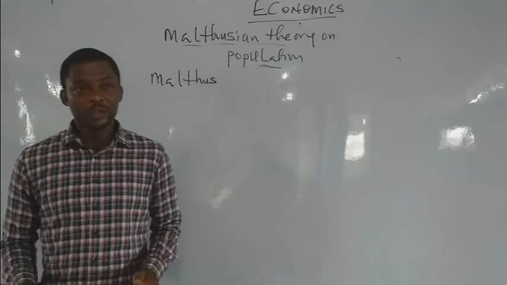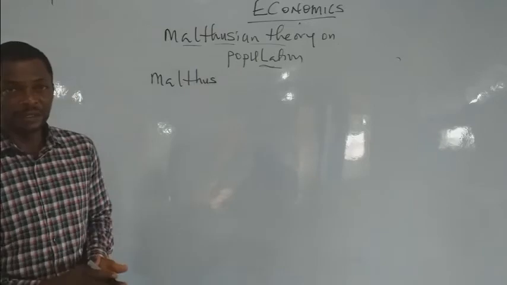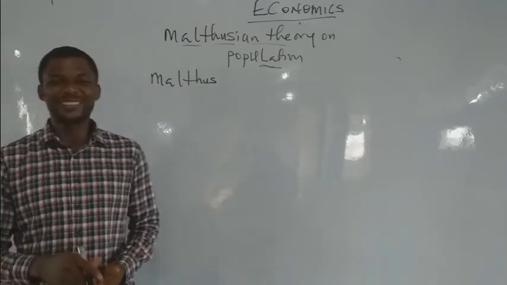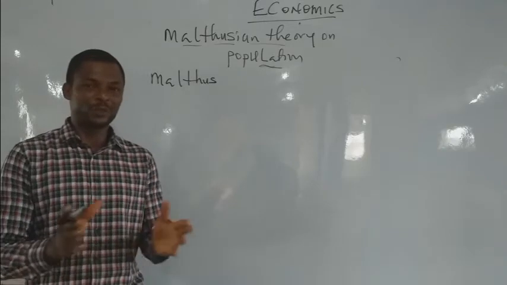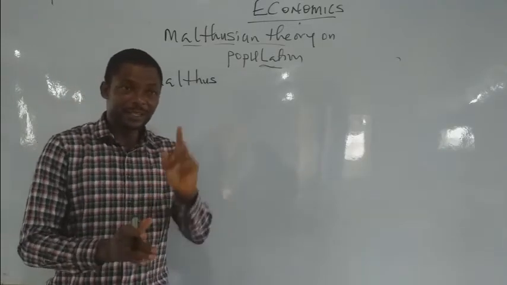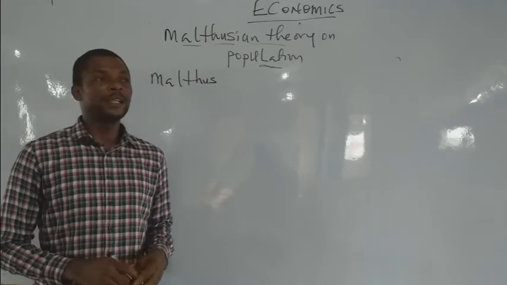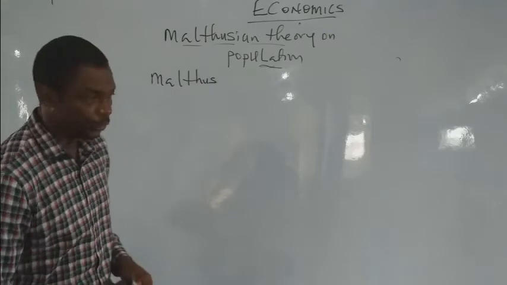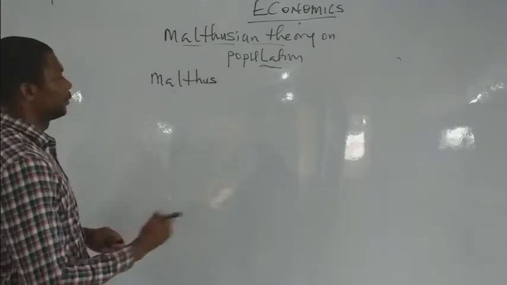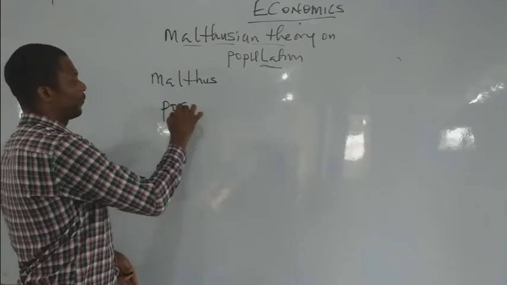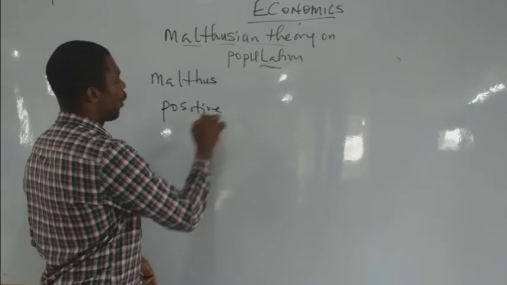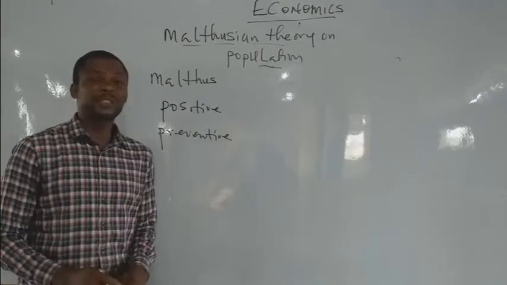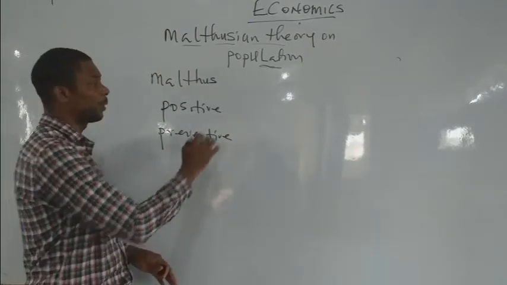Malthus, as a matter of fact, was a reverend minister born in the 18th century, and he came up with an essay on population as a result of the problem he was experiencing at his time. And he said in his essay that if population is not controlled or checked through a positive or preventive approach. Now what do you call the positive approach?